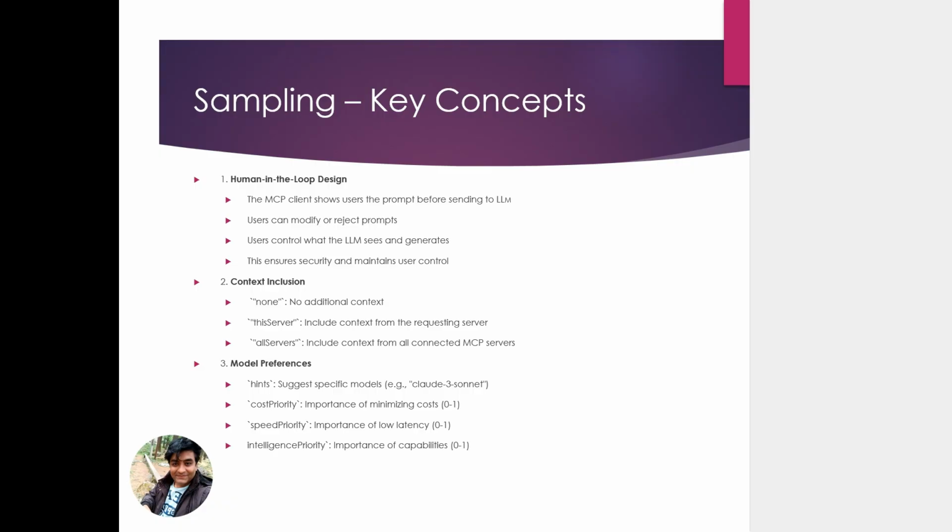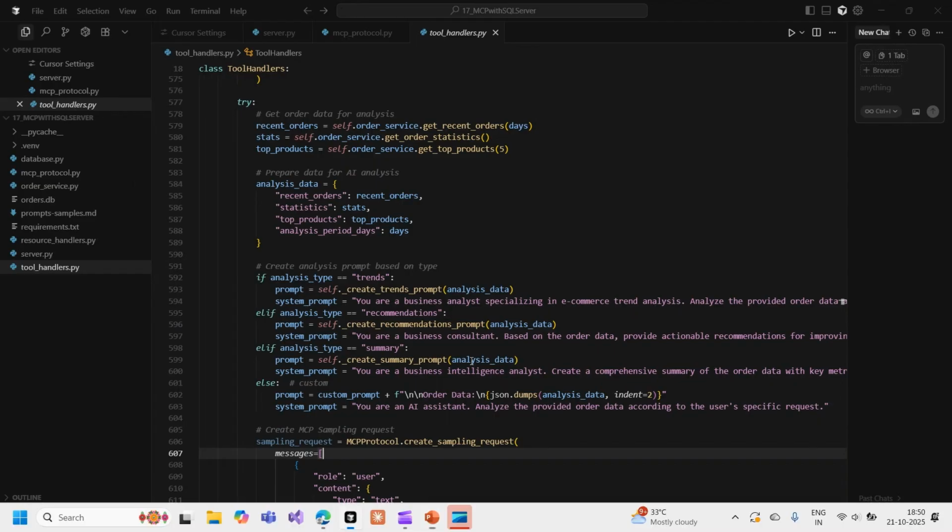Context inclusion says we can include context by passing none, this server, or all servers, based on the context you want to create. Model preferences are used to utilize the model associated with your client properly, and they can include hints, the cost priority for minimizing cost, the speed priority for reducing latency, and the intelligence priority. So I have written some code to explain this.